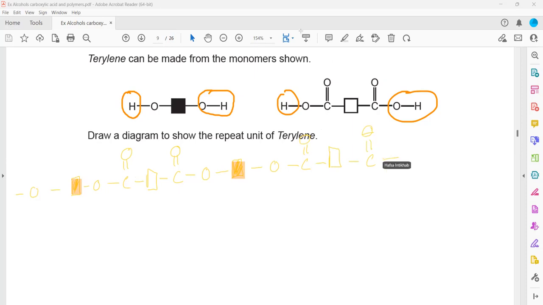That's it. When they ask for repeat units, you don't have to put a bracket and write n, because we just have to show the units here. We don't have to draw the full polymer. That's why we don't write n here. Is it clear? That's how to draw a polymer. And it's up to you: you can remove H from one side and OH from the other side, or you can remove OH from the first side and H from the other side.